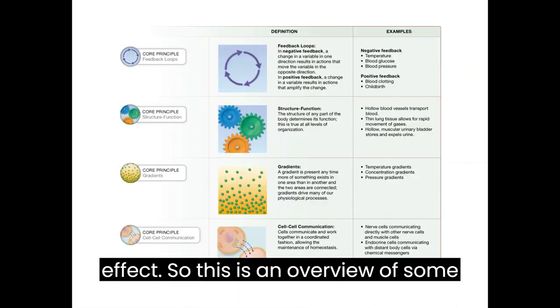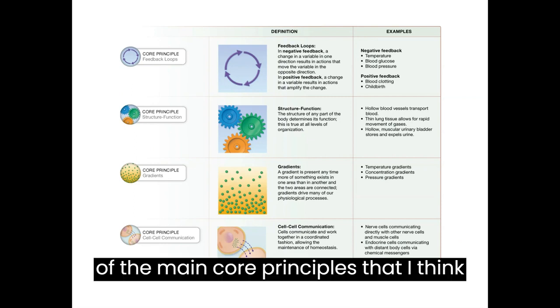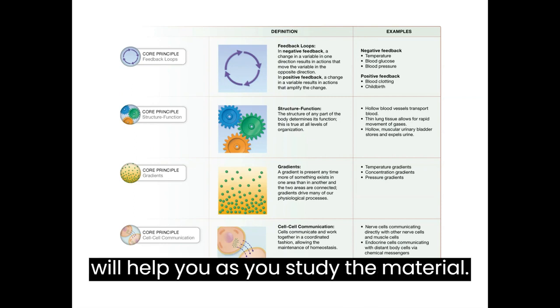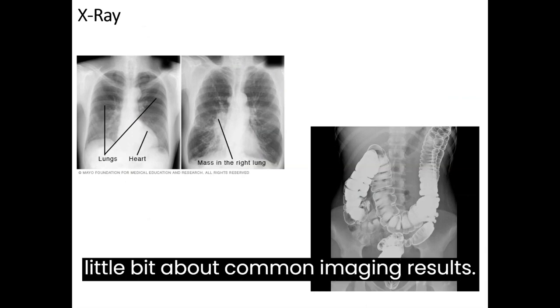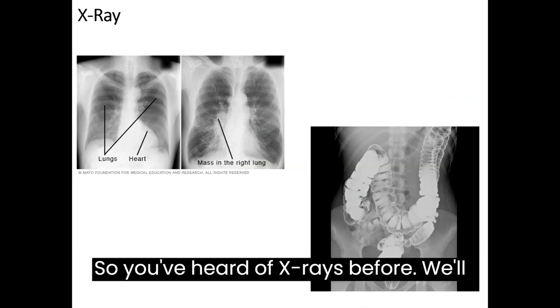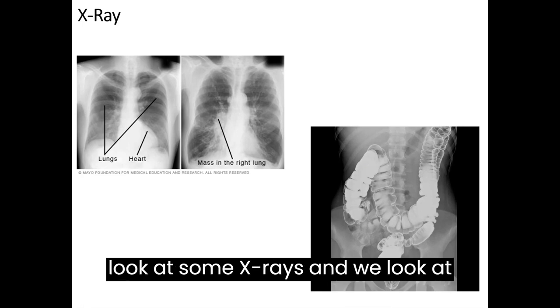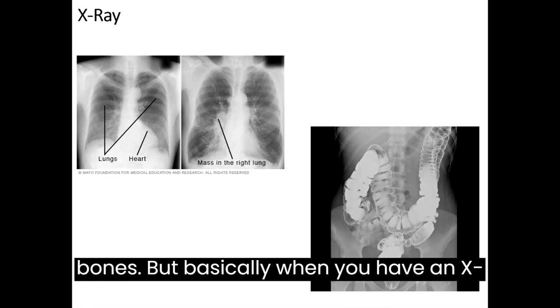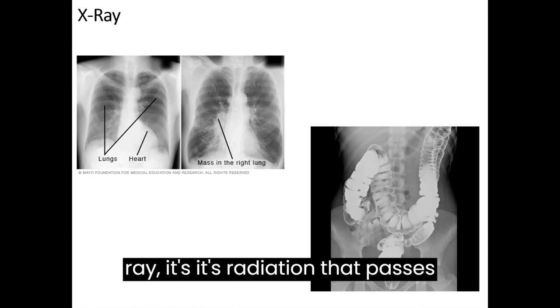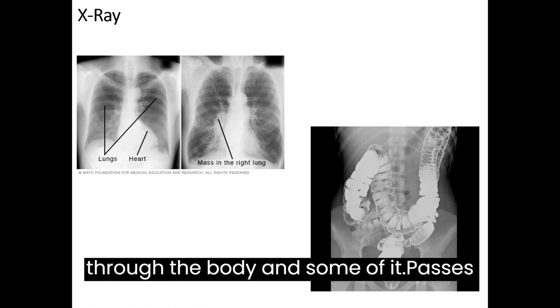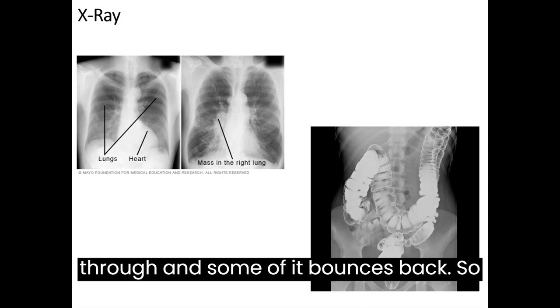So this is an overview of some of the main core principles that I think will help you as you study the material. And I'm just going to wrap up with a little bit about common imaging results. So you've heard of x-rays before. We'll look at some x-rays when we look at bones. But basically, when you have an x-ray, it's radiation that passes through the body, and some of it passes through and some of it bounces back.